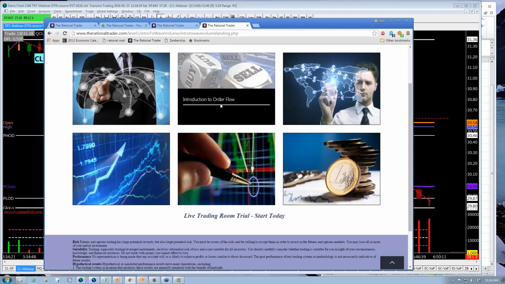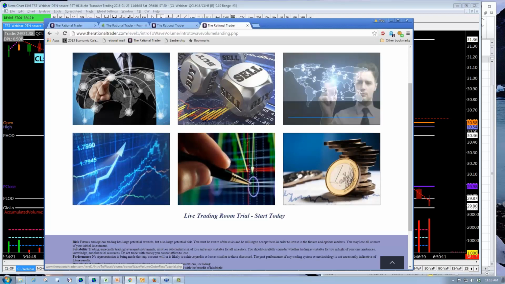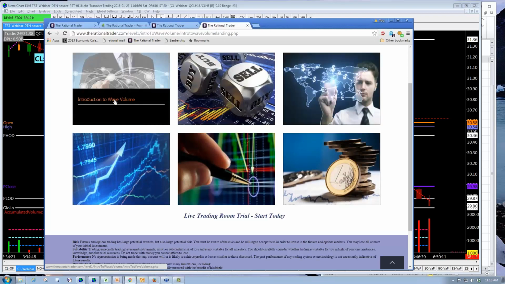Then there's a tutorial on order flow. What I do every day is I use wave volume to help understand direction and order flow to find an entry, and then this is using them both together. There's a little bit more than an hour on exactly what wave volume is. It takes what we talked about earlier and expands upon it in depth.